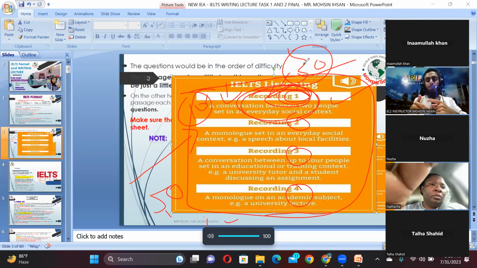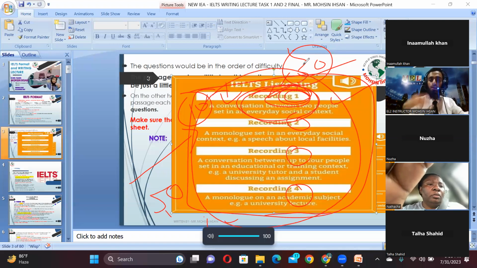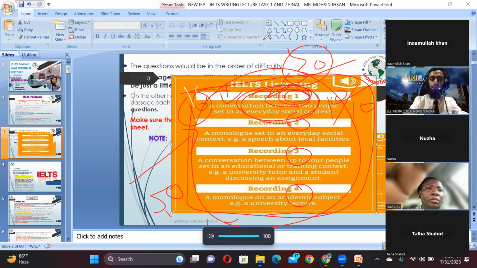Now, anyhow, in section 1 in IELTS listening, there will be 4 sections. Section 1 is the easiest section comparatively to all other sections. In section 1, the target must be 10 out of 10. Like, 10 MCQs are there, and your scoring target must be 10 out of 10.